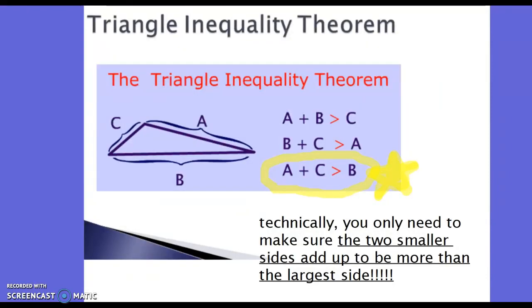So this is what the triangle inequality theorem says more properly. It says that any two sides, when you add them up, have to be bigger than the third side. But if you're thinking about it, as long as the two smaller sides add up to be more than the largest side, that's really all you need to know. So again, you will have a triangle if the two smaller sides add up to be more than the longest side.